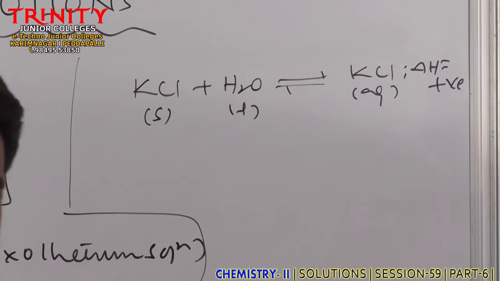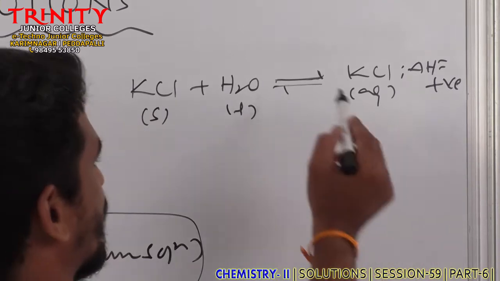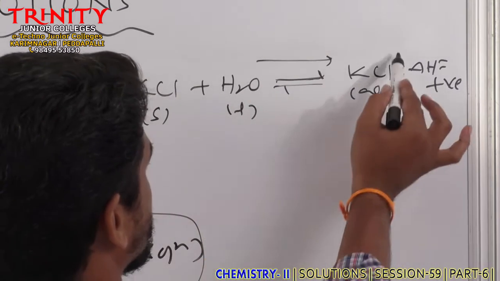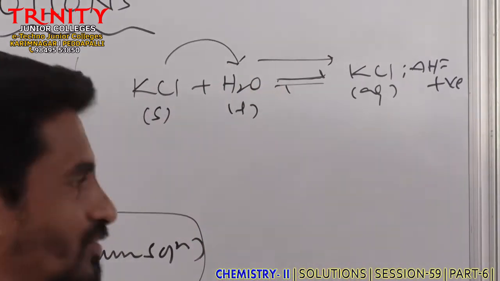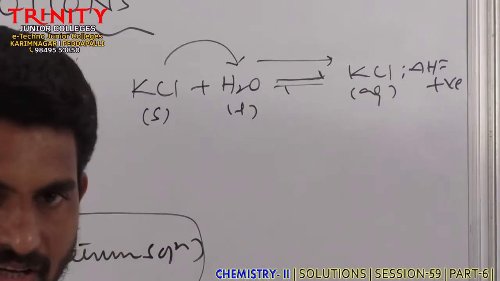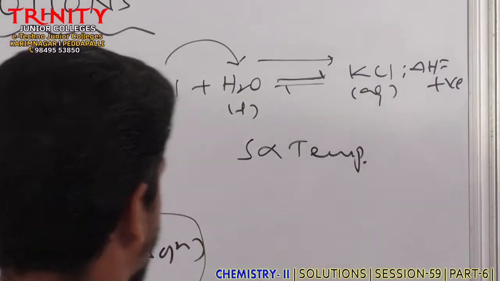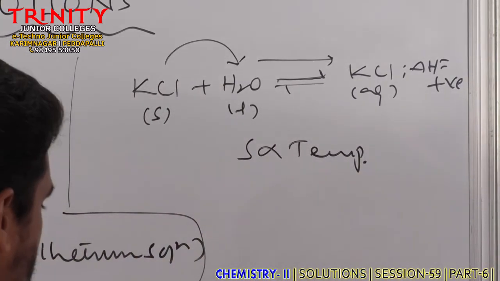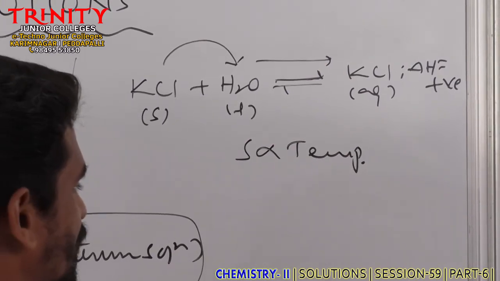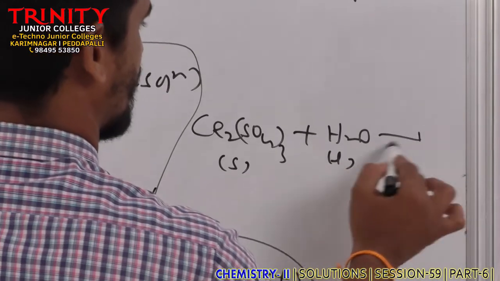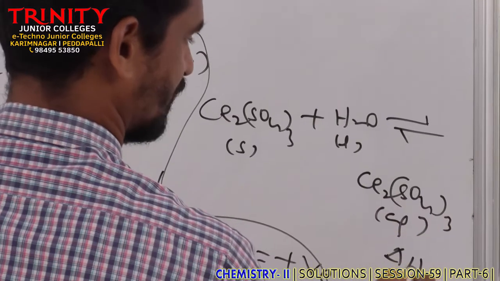As per Le Chatelier's principle, when temperature increases, the endothermic reaction is favored. Here the endothermic reaction is the forward reaction, meaning formation of solution is favored. Formation of solution is favored means more KCl dissolves to form solution. So the solubility of KCl in water increases with increasing temperature. Clear? Next, another one is cerium sulfate, Ce2(SO4)3. When dissolved in water, we get Ce2(SO4)3 aqueous. Here delta H is with negative sign.